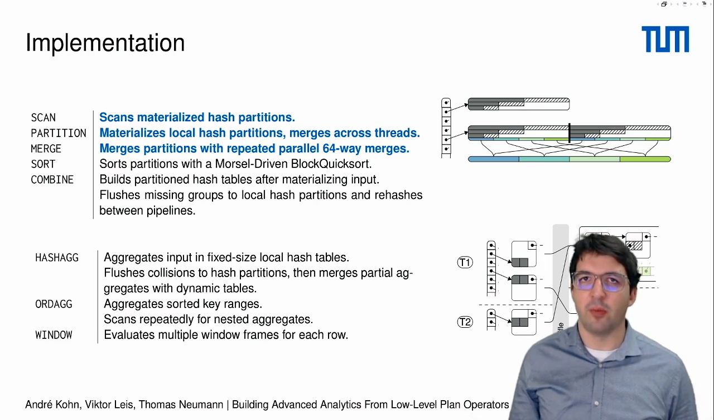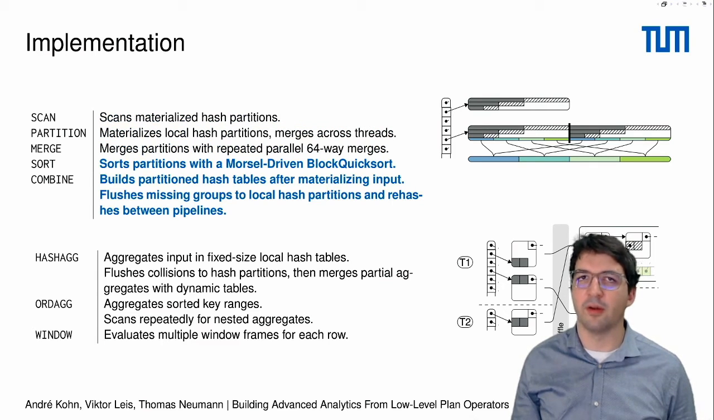The low-level plan operators are simple by design and preserve a high degree of freedom for the actual implementations. In the following, we want to briefly outline how we implemented them in Umbra. The scan operator is trivial, since it only reads a buffer and produces a stream of tuples. The partition operator consumes a stream of tuples and materializes elements into a buffer with multiple hash partitions. The merge operator reads these buffers and merges them with repeated parallel 64-way merges.